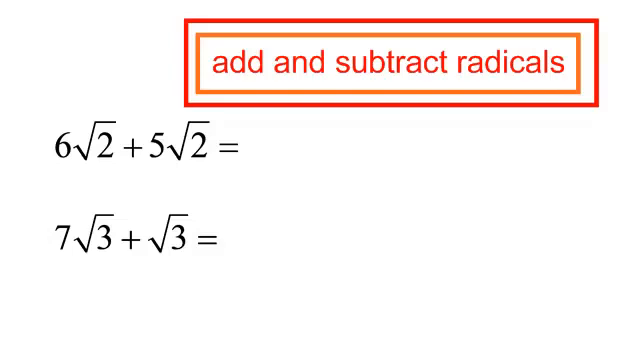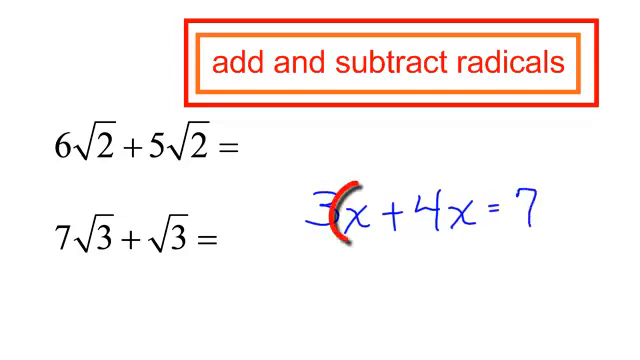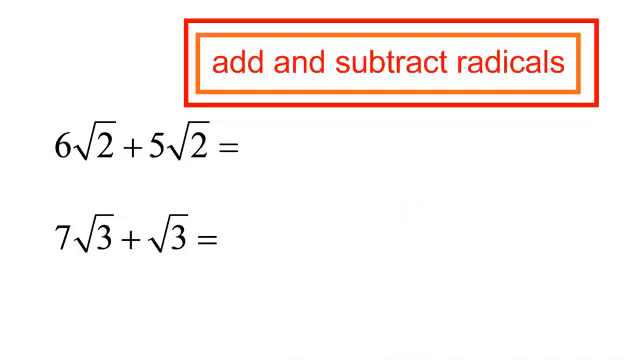Let's talk about adding and subtracting radicals. Now remember back in the day when we added and subtracted variables? Watch this just for a second. If I had 3x plus 4x, you would say, yes, those are like terms, and that would be 7x. You add x's to x's, you get x's. Well, radicals are the same thing. You only add and subtract like radicals.